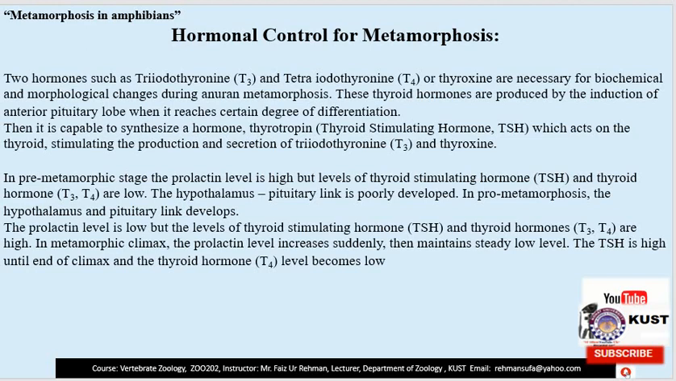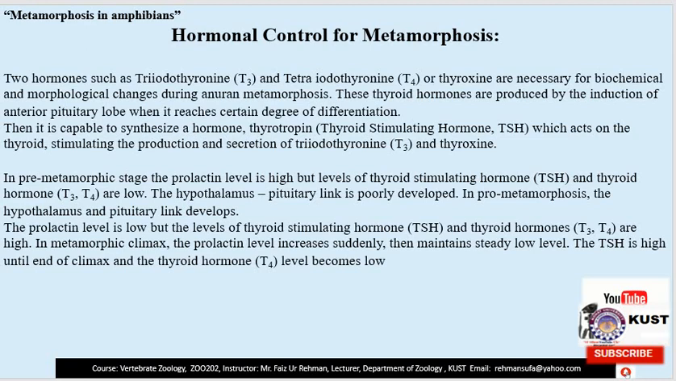Hormonal control for metamorphosis. Two hormones, triiodothyronine and tetraiodothyronine, also called thyroxine, are necessary for biochemical and morphological changes during metamorphosis. These thyroid hormones are produced by the induction of the anterior pituitary lobes when it reaches a certain degree of differentiation. Then it is capable of synthesizing a hormone, thyrotropin, or thyroid stimulating hormone, which acts on the thyroid gland and stimulates the production and secretion of triiodothyronine and thyroxine.